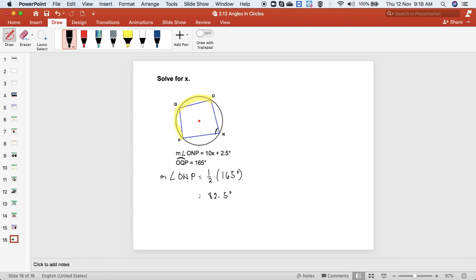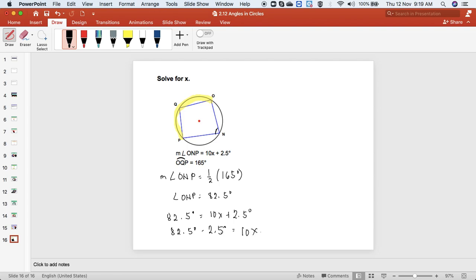Again, angle ONP is equal to 82.5 degrees. So we can use that. 82.5 degrees is equal to 10x plus 2.5 degrees. And then we need to move the 2.5 degrees to the other side. So that will become 82.5 degrees minus 2.5 degrees is equal to 10x.